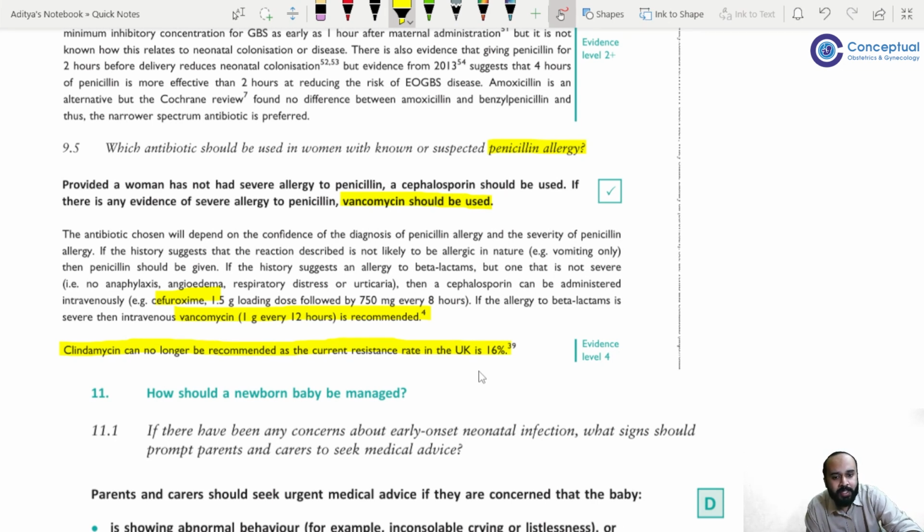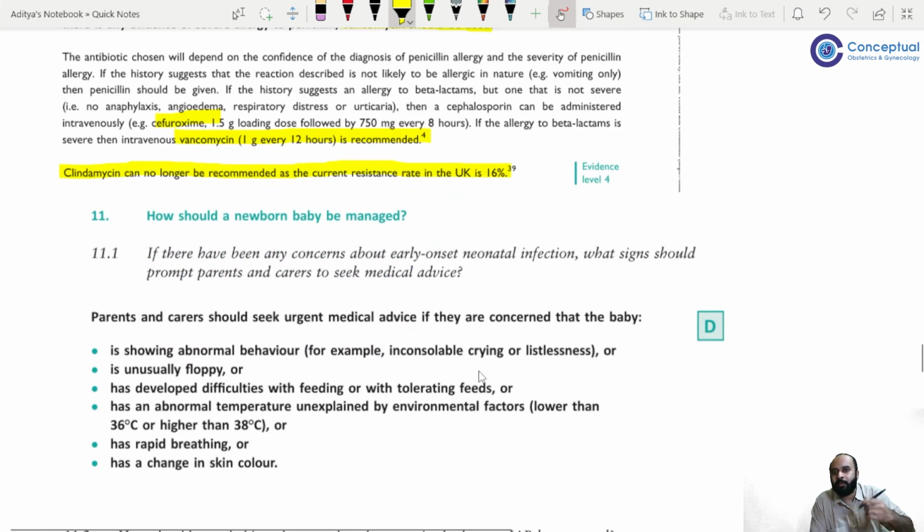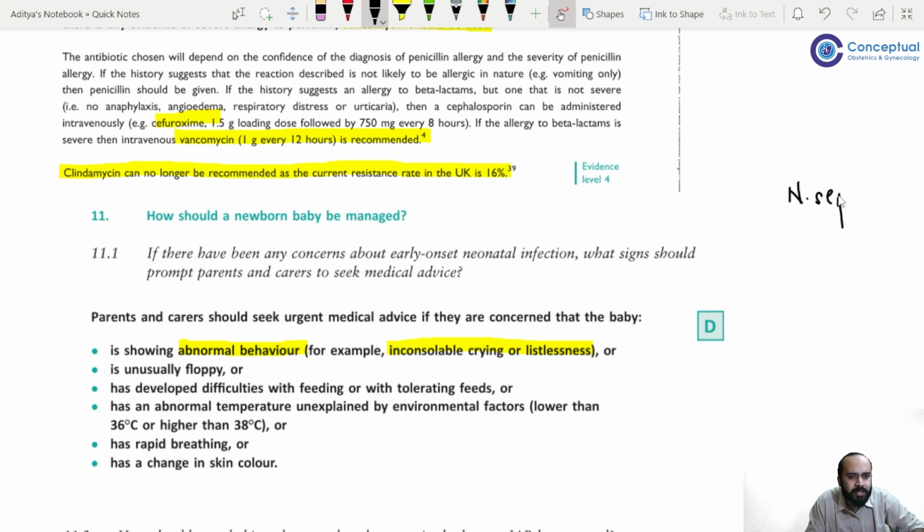How should a baby be managed? Now, assuming we have taken all the possible care, but a baby is born, we don't know if it is infected or not. So you should be looking for a few red flag signs. What are those red flag signs? Abnormal behavior. A baby is consistently crying. It is very irritable. When a neonate has sepsis or GBS, what are the organs that are affected? Most important, it causes pneumonia and meningitis. These are the 2 major manifestations of neonatal sepsis due to Group B Streptococcus.